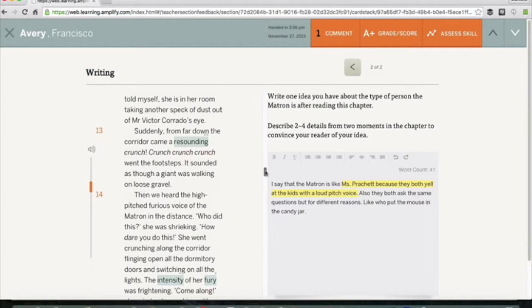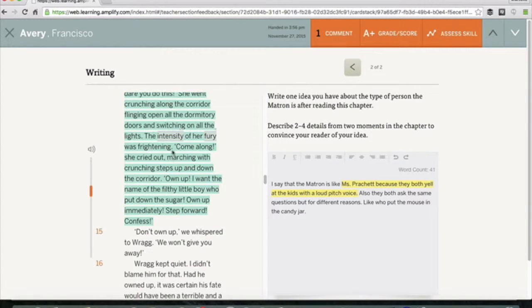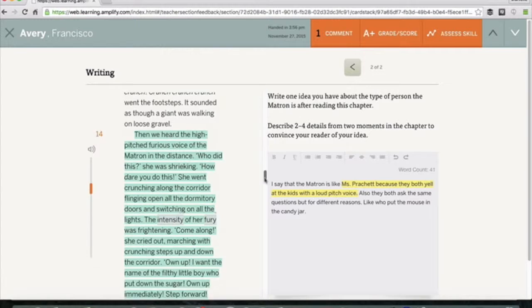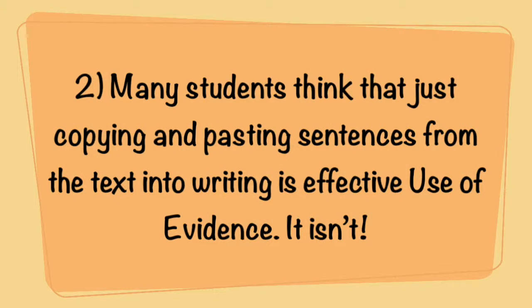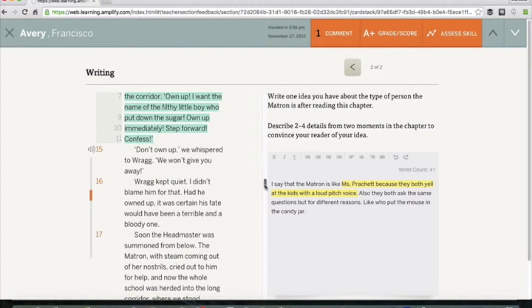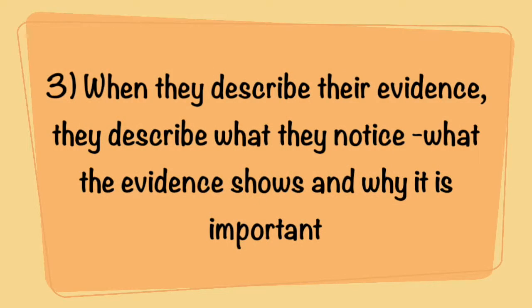The first step in using evidence is that students need to select strong evidence that develops the idea they're writing about. Students need to be discerning and can't choose just any evidence. They need to choose evidence or textual details that really support their idea or claim. Many students think that just copying and pasting sentences from the text into writing is more effective than use of evidence. It isn't. To use evidence effectively, students need to describe their evidence. When students describe their evidence, they're describing what they notice and what the evidence shows and why it's important.